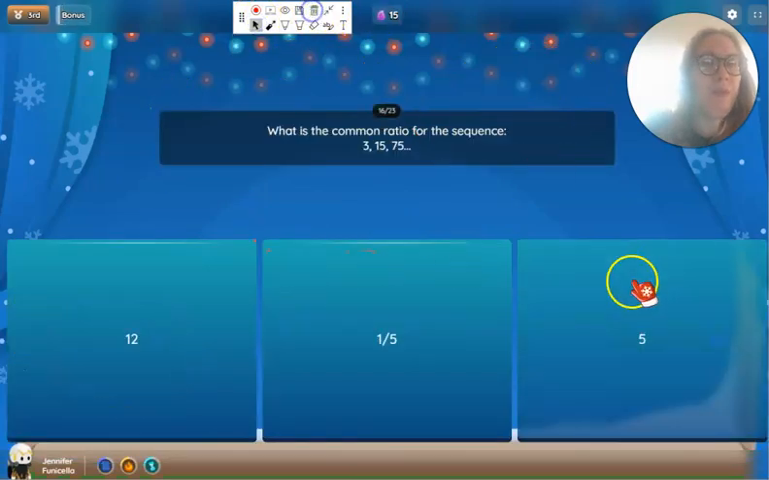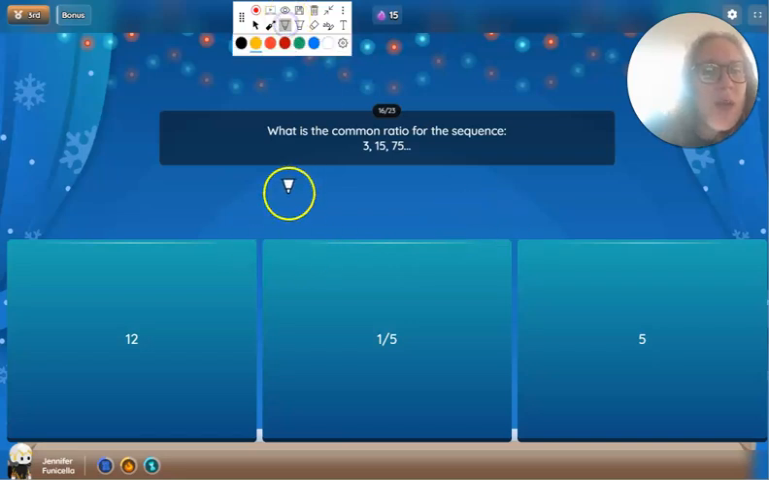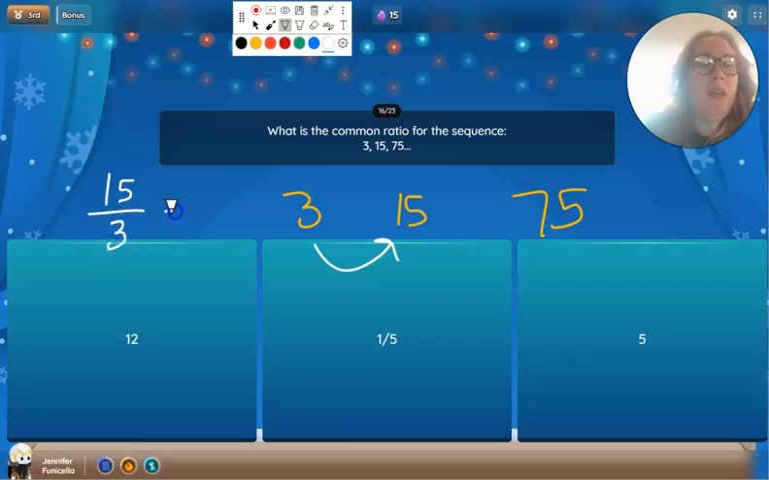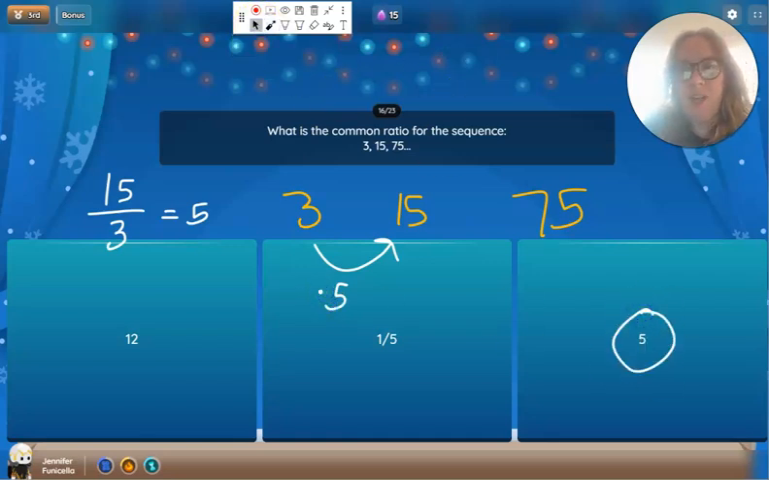Brilliant. What is the common ratio here? So we have 3, 15, and 75. So 3 times what is 15? And remember, we can also do 15 divided by 3 to figure out what that is. And we will get 5. So we're multiplying by 5 here to get our next term.